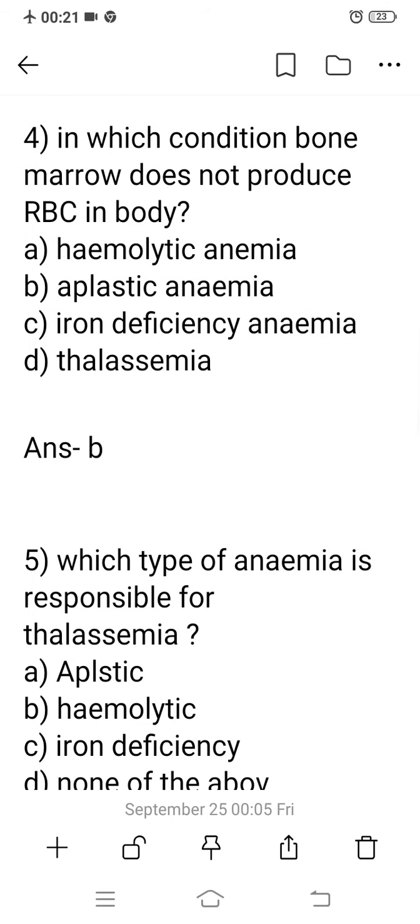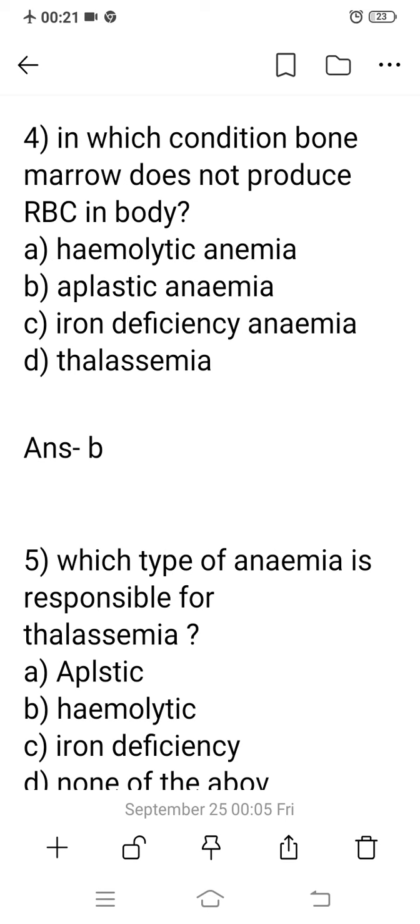Question number 4. In which condition does bone marrow not produce RBC in the body? Option number A, hemolytic anemia. Actually, what do you mean by hemolytic anemia? Hemolytic anemia is one type of anemia in which there is abnormal destruction of RBC in our body. Okay. Option number B, aplastic anemia.